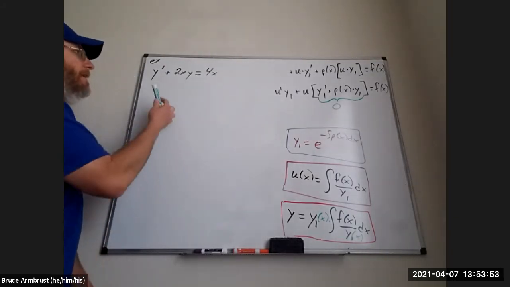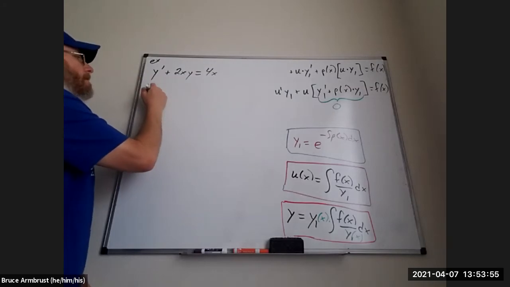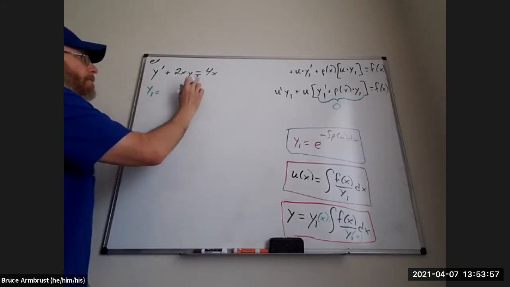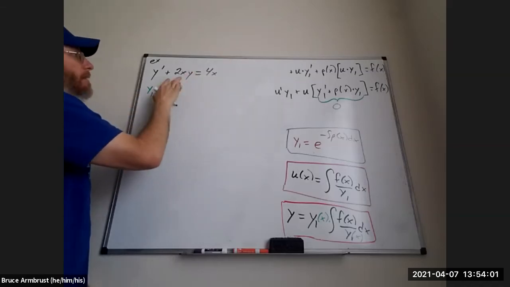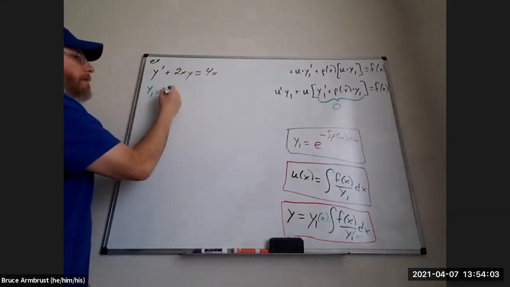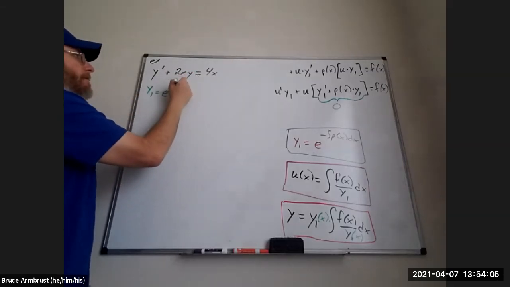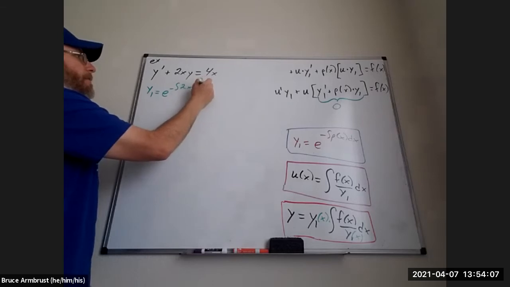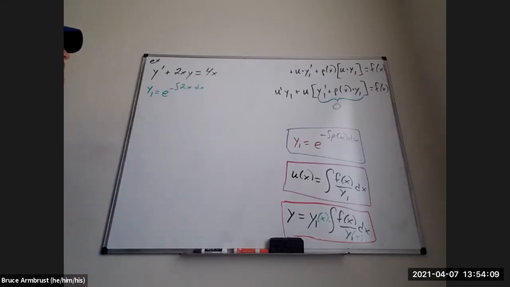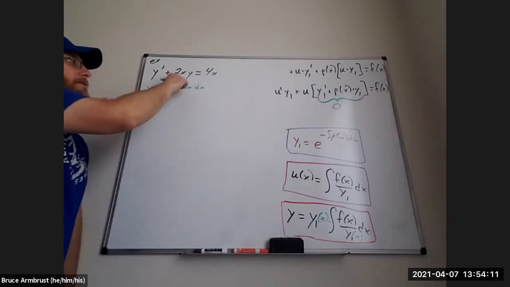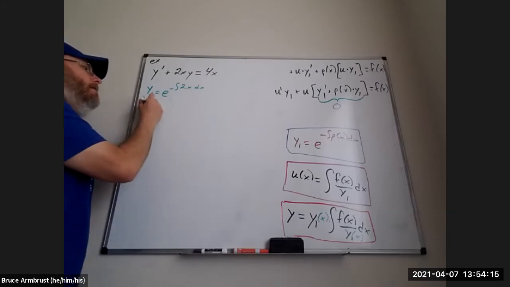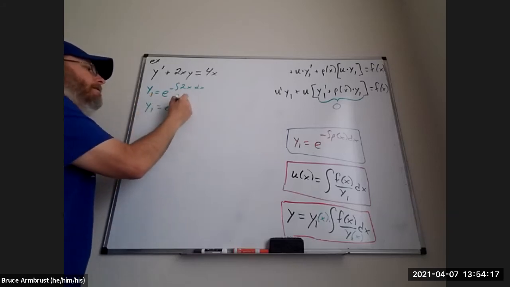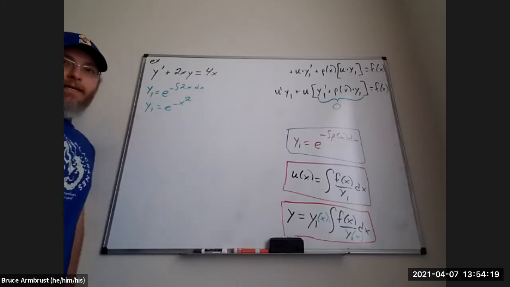So let's start by finding y1. We pretend that this is homogeneous, so forget about what's on the other side of the equal sign. Just look over here, and we're going to do e to the negative integral of p. So the p of x is 2x, so we do the negative integral of that. So we get e to the minus x squared.